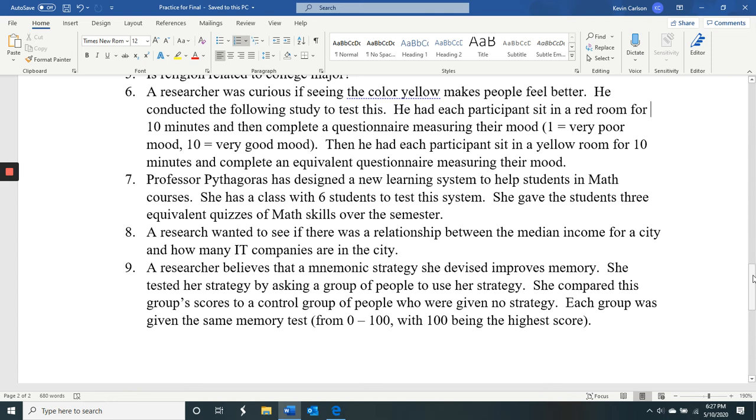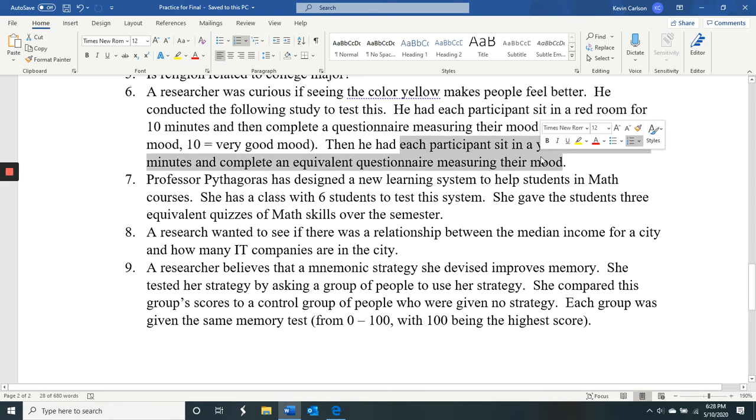So number 6. So we have color again, but in this case, it's whether it affects people's moods. So does the color yellow make people feel happy? All the smiley faces around. So how did this researcher do the study? Each person in the study sat in a red room for 10 minutes. And then they completed a questionnaire measuring their mood from 1 to 10. And then each participant sat in a yellow room for 10 minutes and took a similar questionnaire measuring their mood.